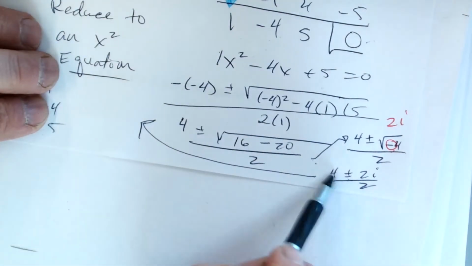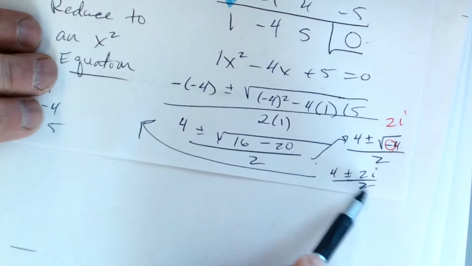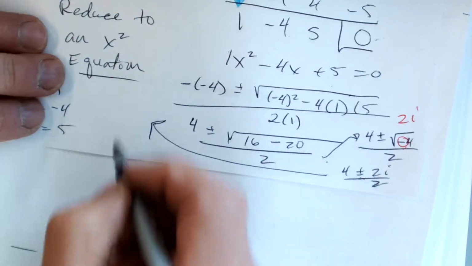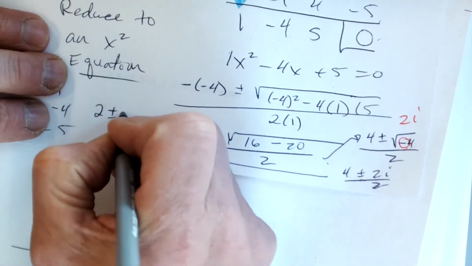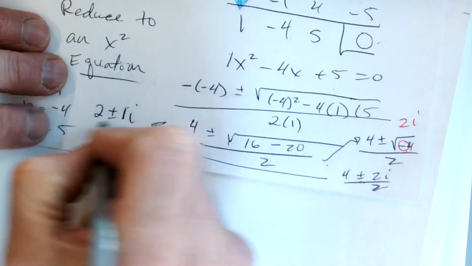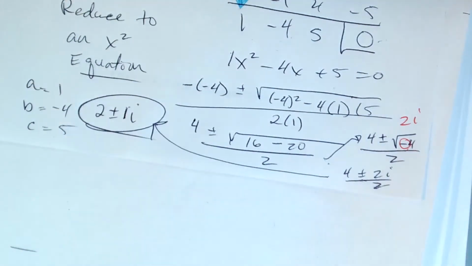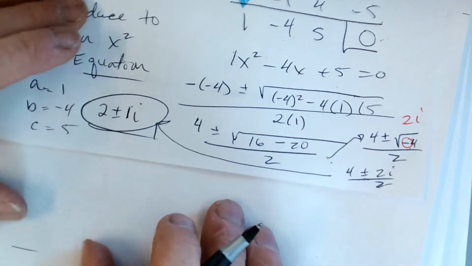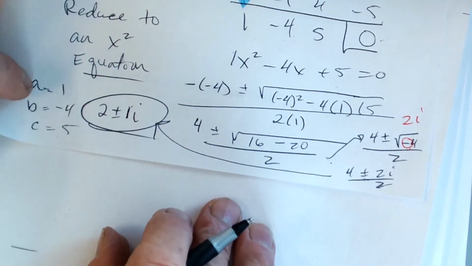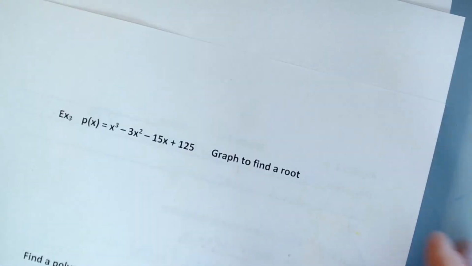So my answer is 2 plus or minus 1I. 2 plus or minus 1I. And there's my answer. Okay? Not that hard. Not really. Okay, return the page. Okay, we're going to do one more, okay? Actually, I got 2 more, okay?